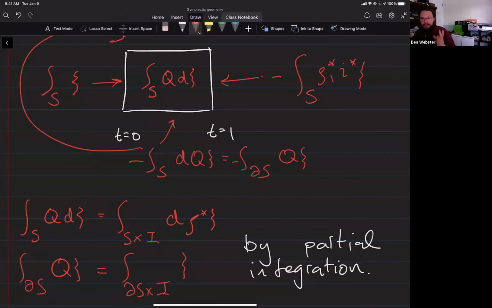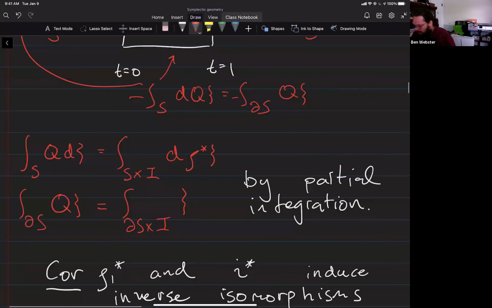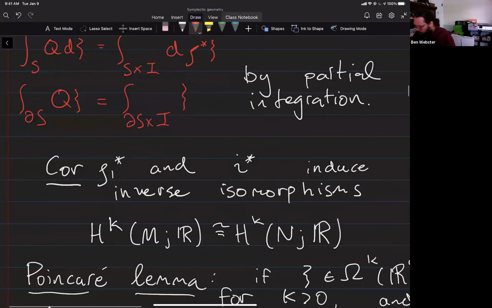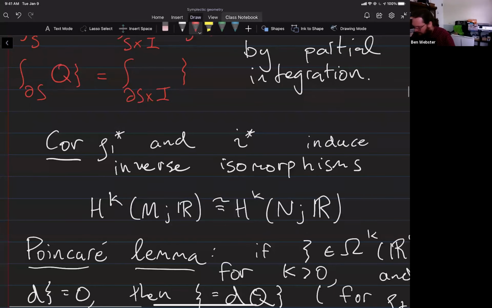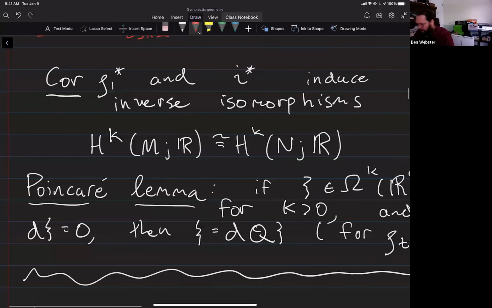The way Q comes up is when you integrate over either the whole interior or the boundary times the identity, you can do a partial integration over the direction of that interval. And that's exactly what Q is. All right, cool. So yeah, that now tells us that rho 1 star and I star induce inverse isomorphisms.